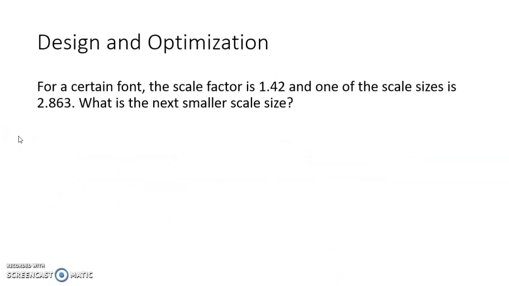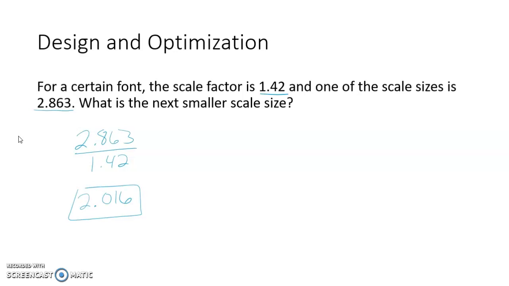All right, for font sizes, make sure that you pay attention to where it says if it's a scale factor or if you're trying to find like the next smallest or the next biggest size. So for this one, we know that our scale factor is 1.42 and one of the scale sizes is 2.863. So the next smaller scale size would mean that we would go 2.863 divided by our scale factor of 1.42. And we'll go to 3 decimal places, so the thousandths. Once we divide that, then we'll get 2.016.